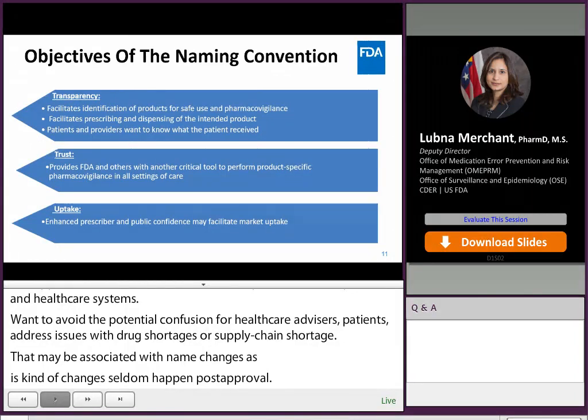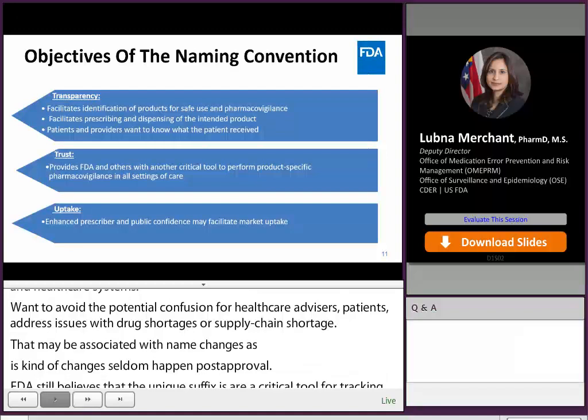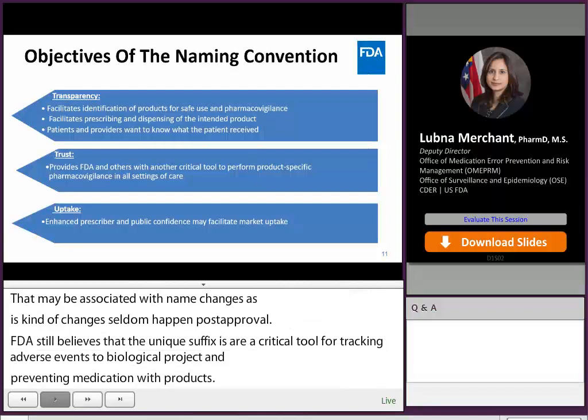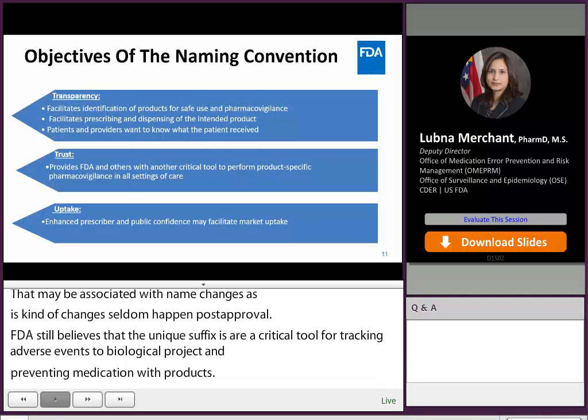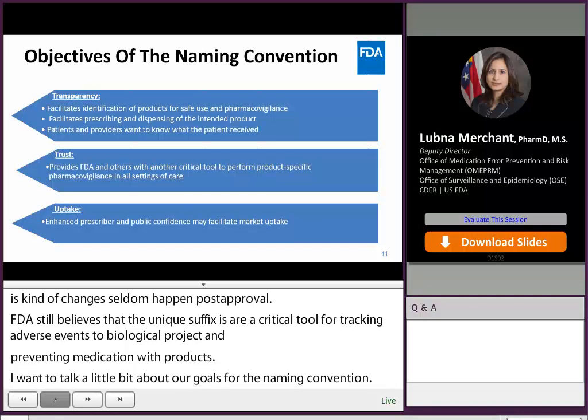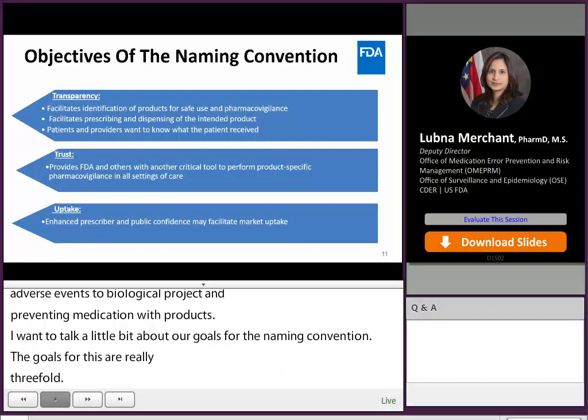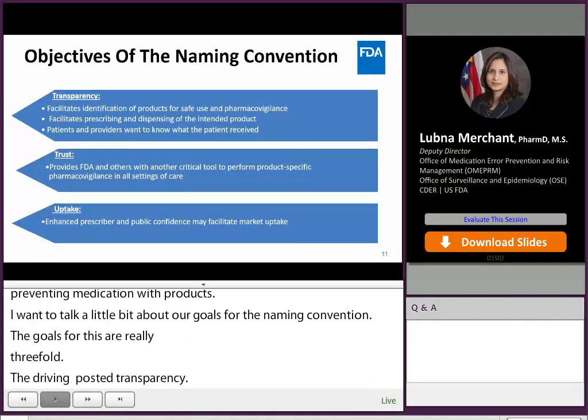I want to talk a little bit about our goals for the naming convention. The goals for this are really threefold. The driving force is transparency. Non-proprietary name is one identifier we were able to identify that works its way through all healthcare systems to allow for identification of the products for safe use and pharmacovigilance. It facilitates the correct prescribing and dispensing of the intended product.